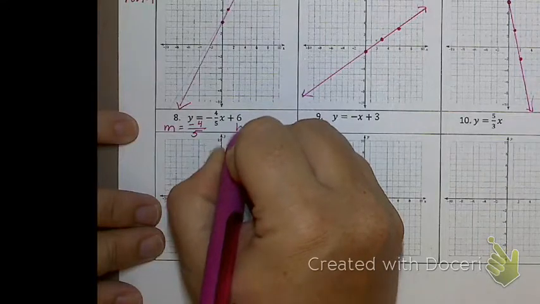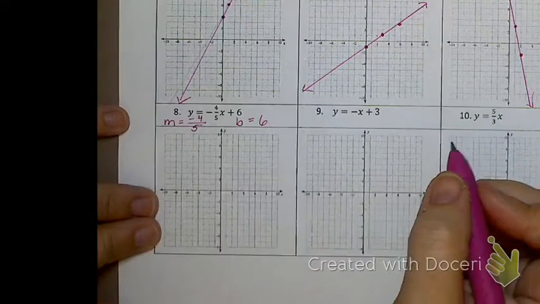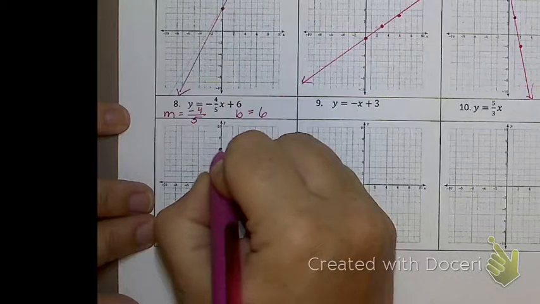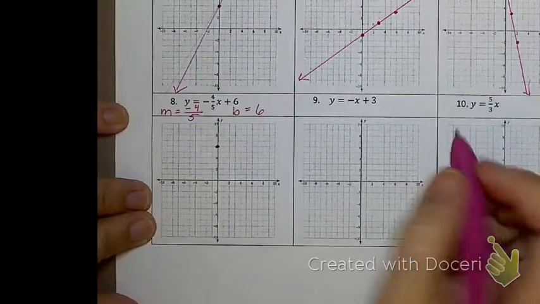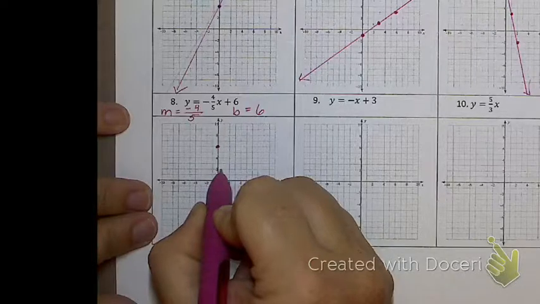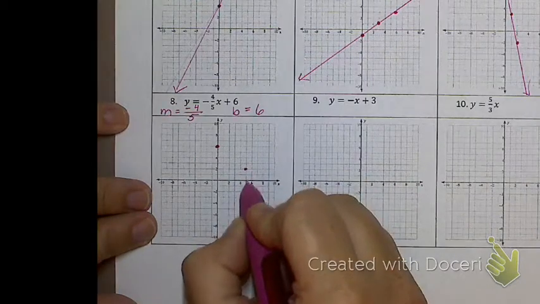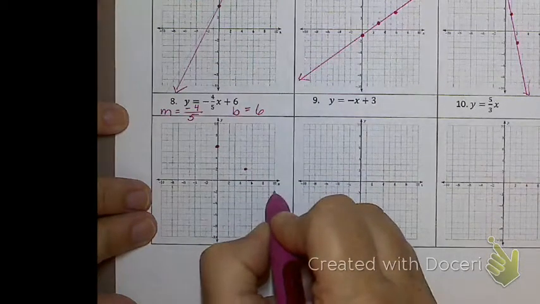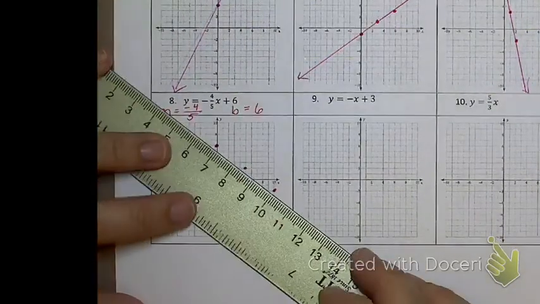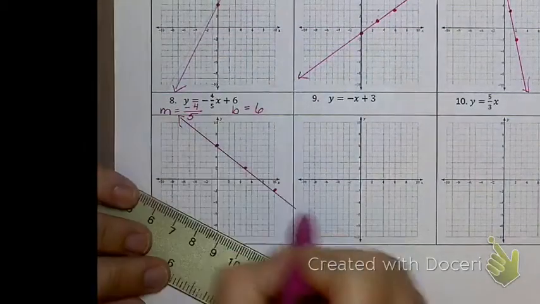What is my y-intercept? 6. Okay, so what do I start with? 6. 6 on the y-axis, so that's up here. And from there, where am I going to go? Down 4, and then what? Right 5. 2, 4, 5. I think I can go one more time. And then use your straight edge to draw in your line. And don't forget your arrows at the end.